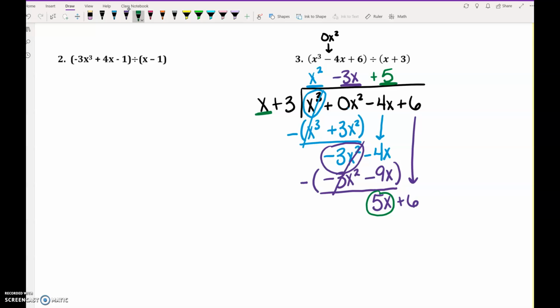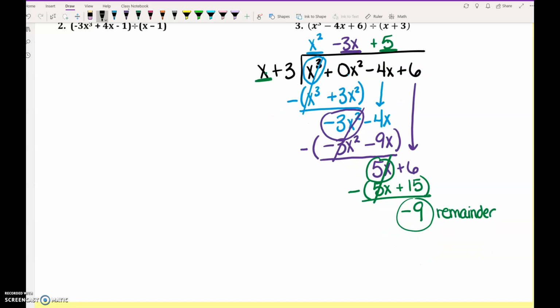Then we multiply. 5 times x is 5x. 5 times 3 is 15. We are going to subtract. The first term cancels. What is 6 minus 15? Negative 9. Do you see how we're now done? There's nothing else to pull down. Once you're done, this number is your remainder.